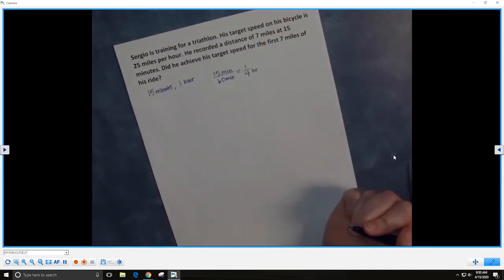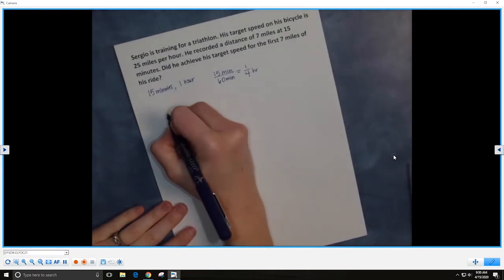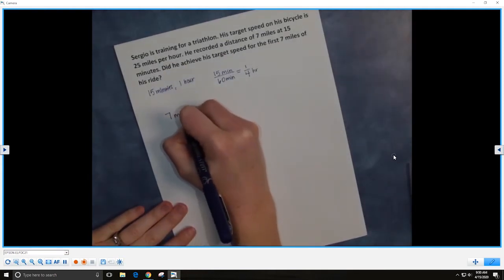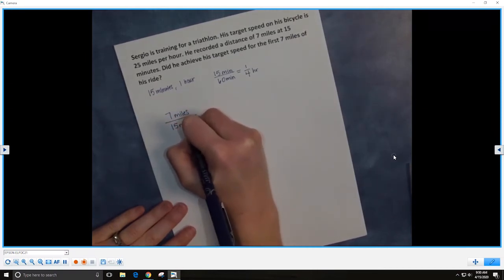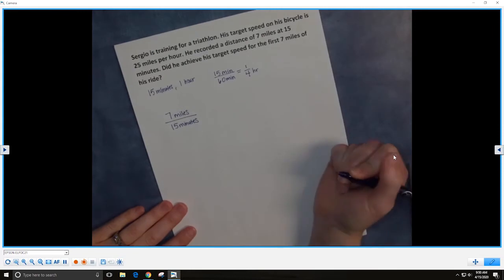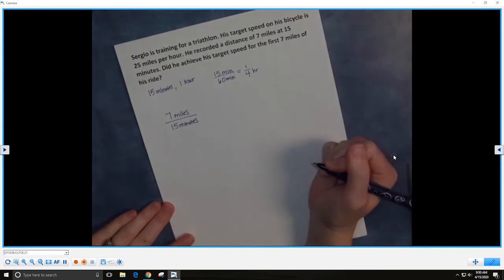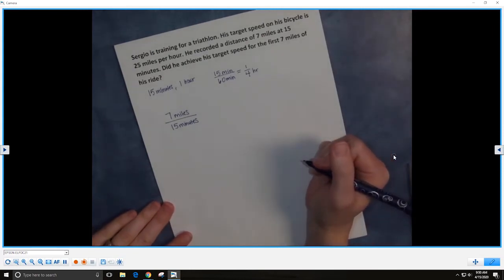How can we use a unit rate to describe Sergio's cycling speed? Well, first, let's write a ratio. Remember that a ratio is a comparison of two values by division. So from the problem here, our ratio is going to be 7 miles in 15 minutes. Can you draw a diagram to show how the distance Sergio bikes is related to the time he bikes? Let's draw a diagram.